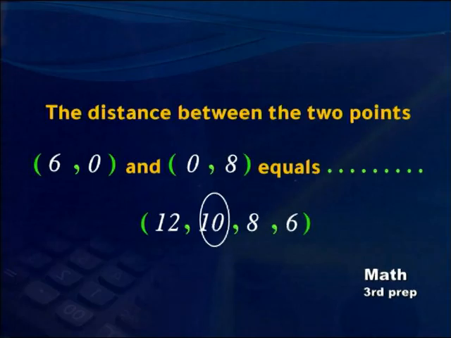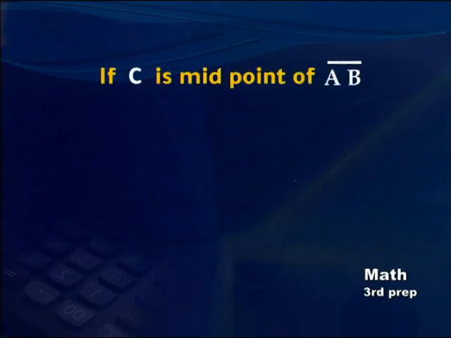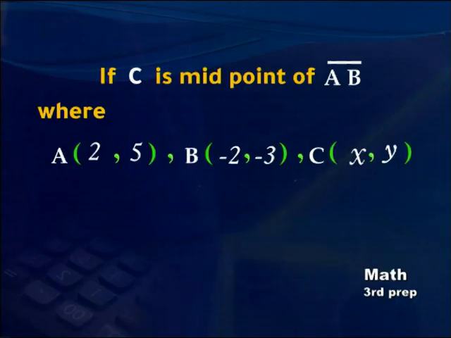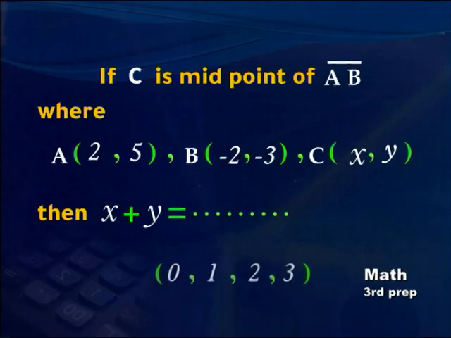Another example, if C is the midpoint of AB, where A is (2, 5), B is (-2, -3), and C is (x, y), then x plus y equals what? Is it 0 or 1 or 2 or 3?